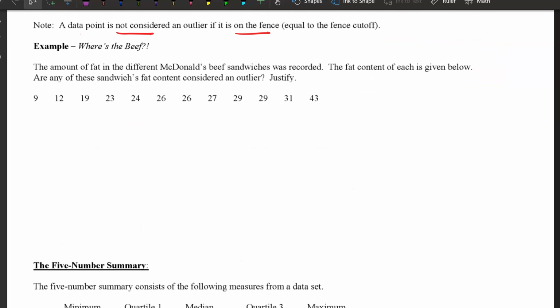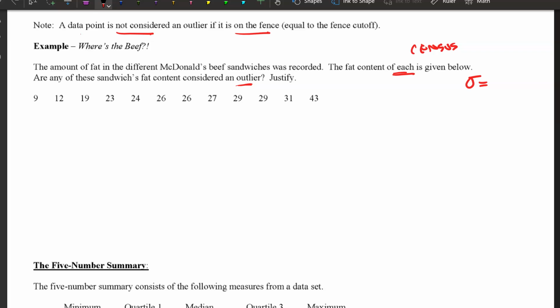Where's the beef? The amount of fat in different McDonald's beef sandwiches was recorded. The fat content of each is given below. Makes it sound like this is a census. We've got data on every single one of their beef sandwiches. Not that it matters. It would matter if I was asking you to calculate the standard deviation, because you're going to give me that second value rather than the first. But here, we're just asked about outliers. So does this data set have an outlier?